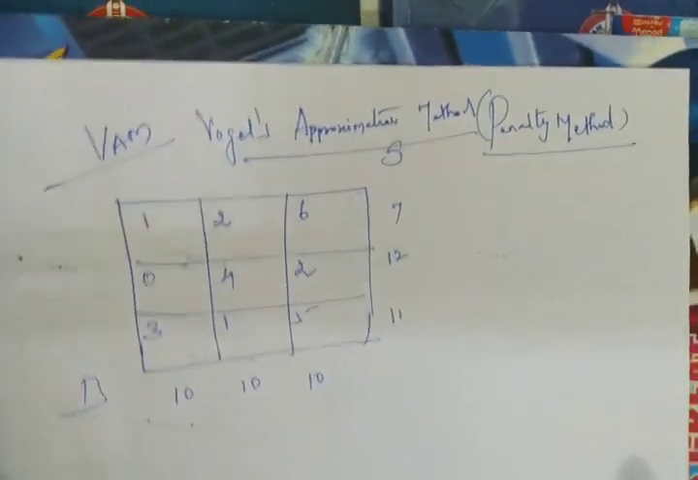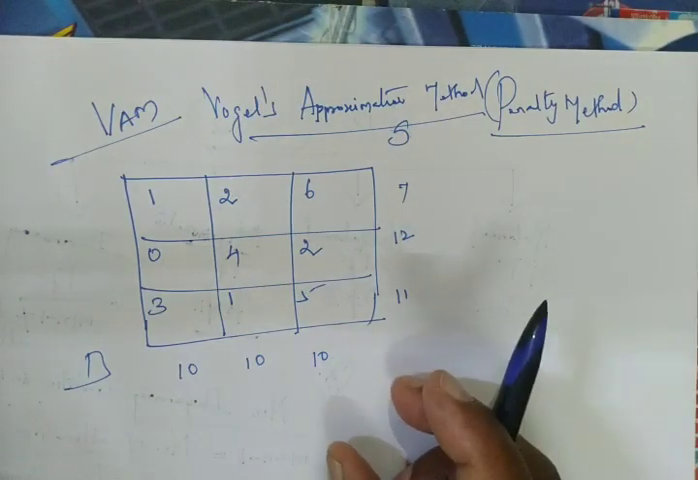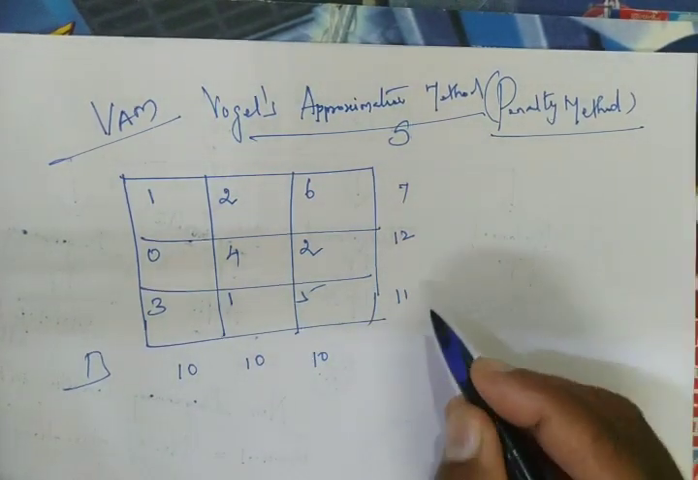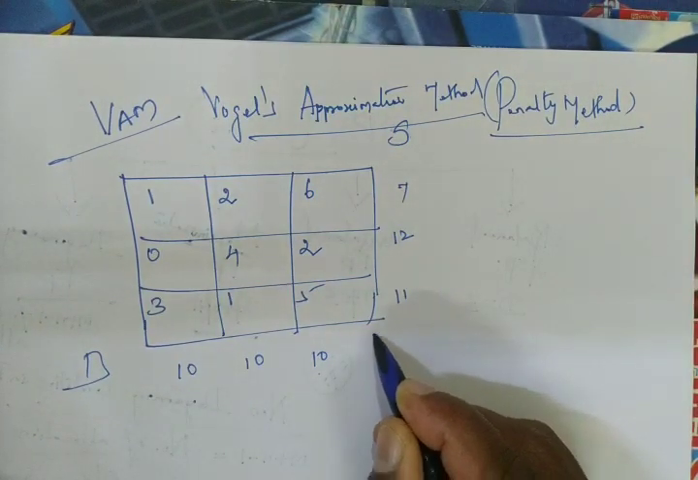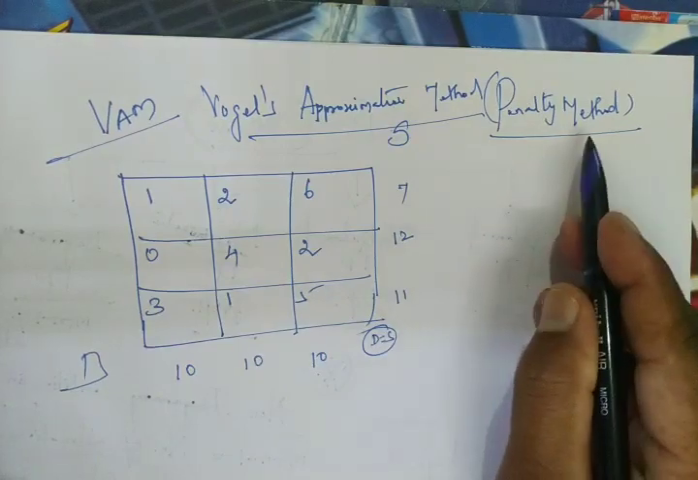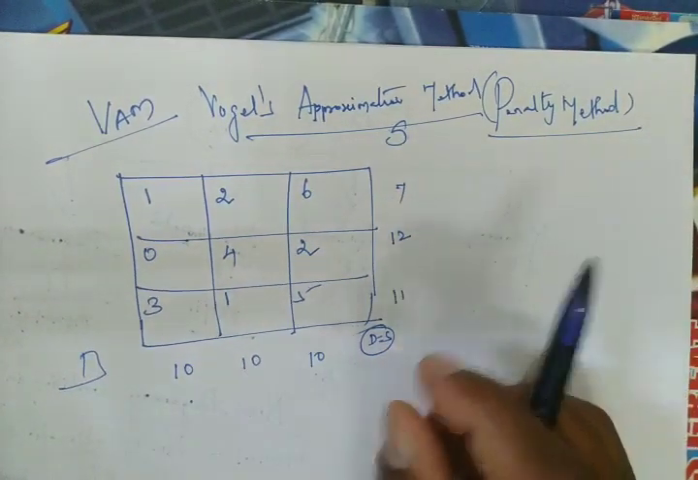Now before solving, you are going to check the balance condition. It is all very clear because we are taking the same problem. This problem is balanced. The demand equals supply. Now we are going to find the penalty. By using this penalty only you can solve this problem.